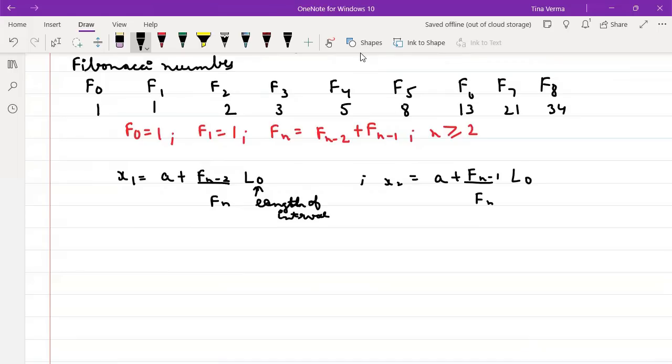Yes, so x1 and x2 we have to consider this. Then we will check in the next step which interval we have to take. You will choose where you should go; that is the measure of effectiveness.